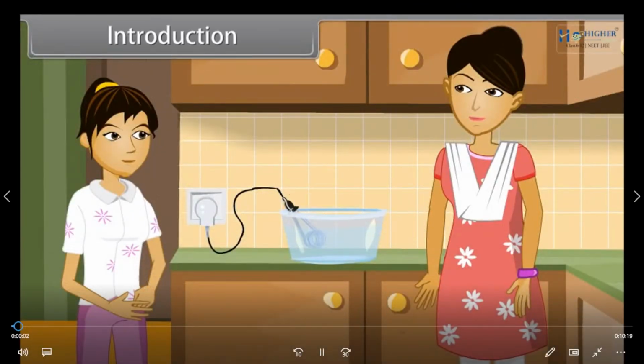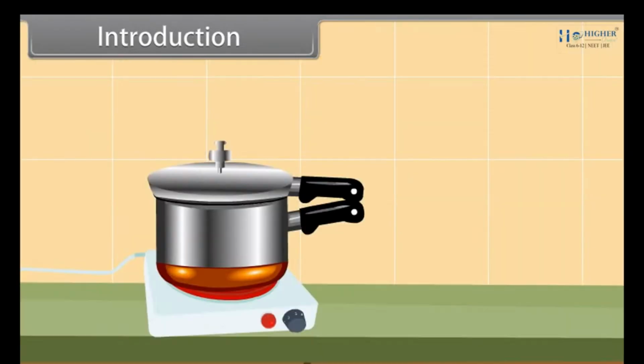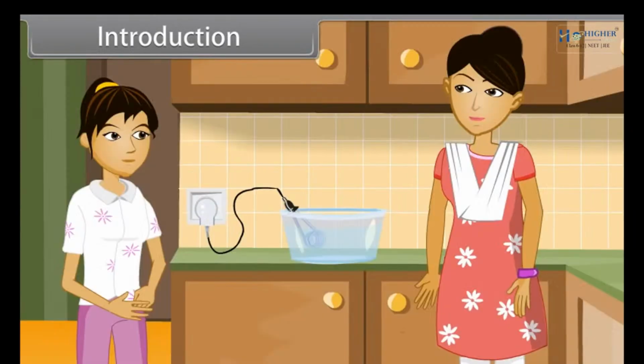Introduction. Rita, I have placed immersion rod and bucket to heat water. Do not go near it. I wanted to ask you about this. How can electricity heat water or cook food, such as in an electric cooker that you use to cook rice? This is all because of heating effect of electricity. Let me explain you this.